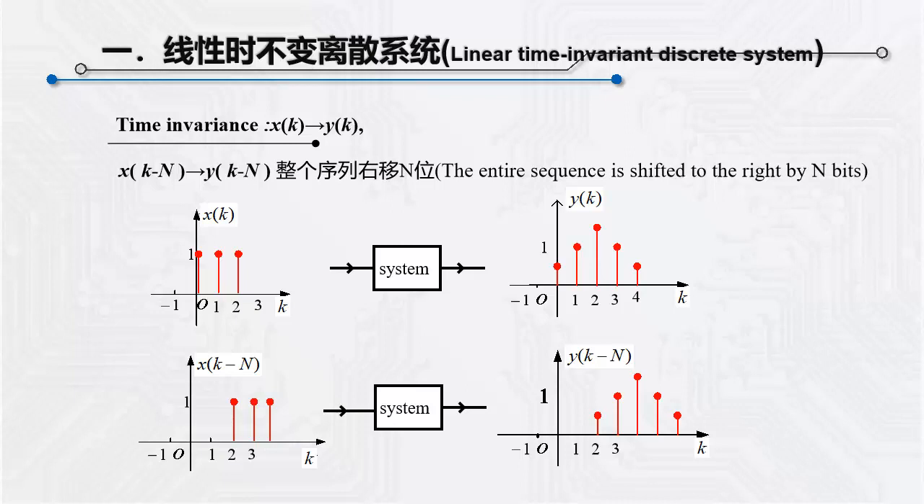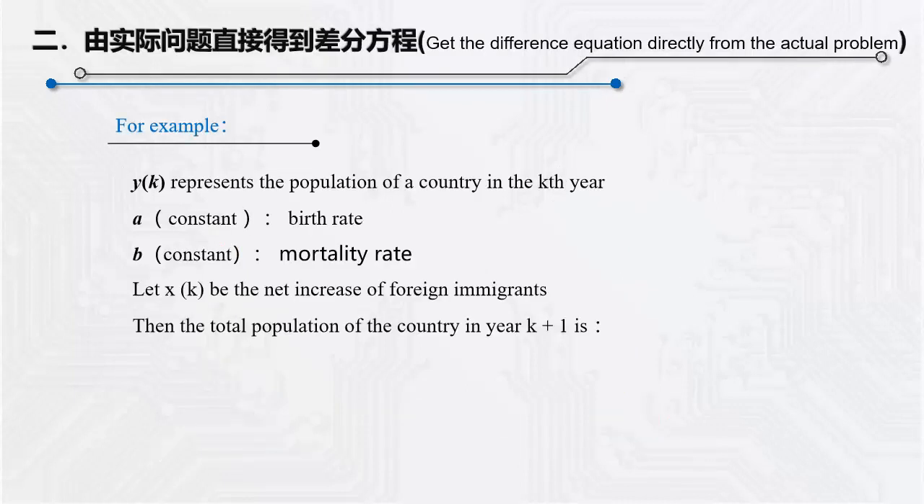So, model of LTI discrete system. How is the difference equation set up? Let's look at an example. y(k) represents the population of a country in year k, where the birth rate is A and the death rate is B.